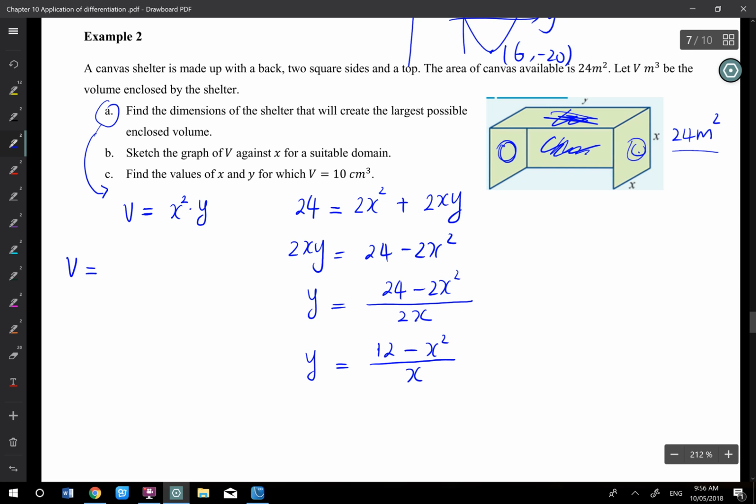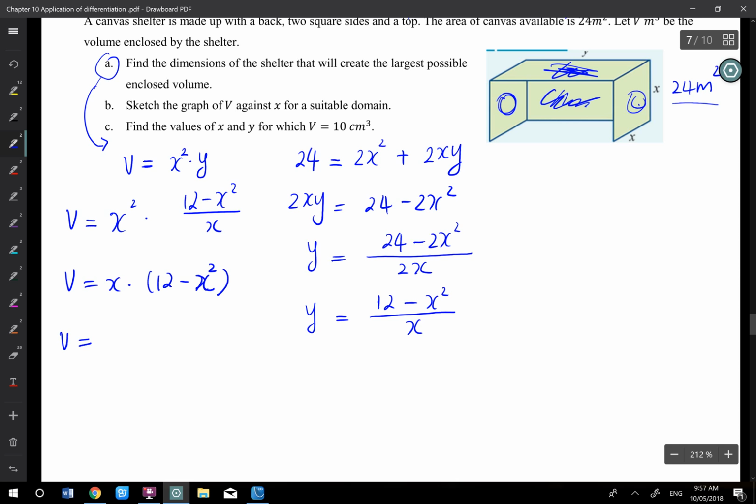So V equals x squared times y. V is x times 12 minus x squared. V equals, let's say, minus x cubed plus 12x.